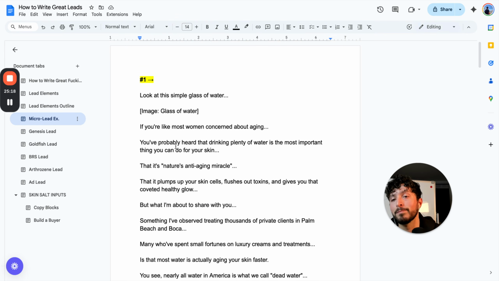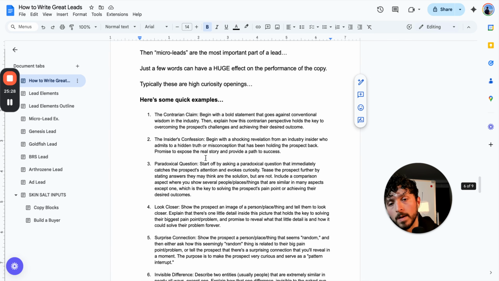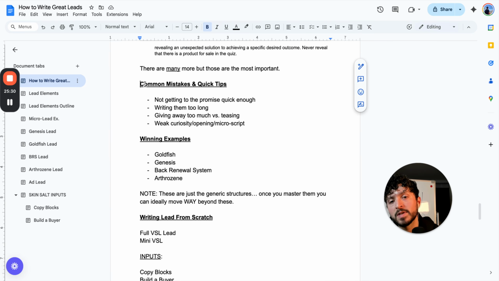So those are examples of micro leads. Again, those are the openings that create high curiosity, stuff that engages people and gets them to keep watching. Okay, and then you go into the rest of the lead from there. Common mistakes: not getting to the promise quick enough. A lot of times people write leads and they just don't get to the promise quick enough. The other one is writing them too long.